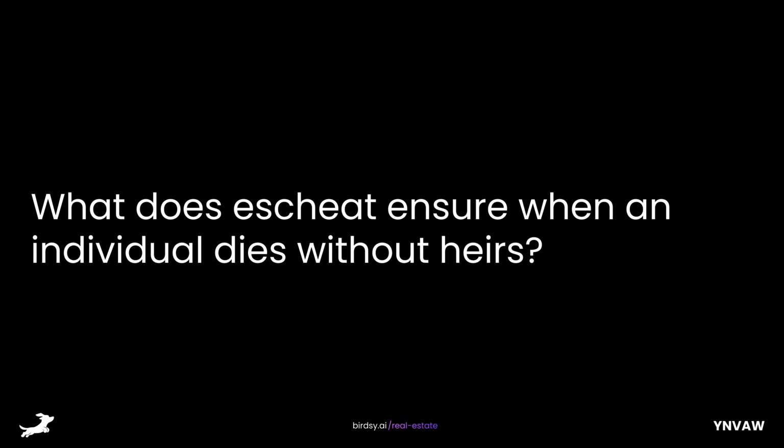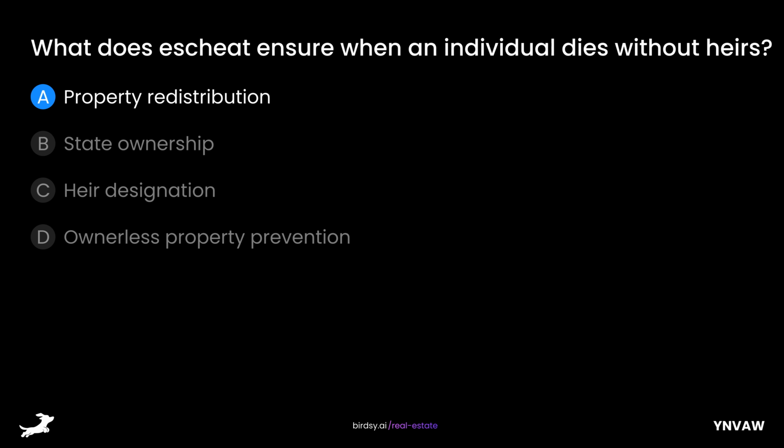What does escheat ensure when an individual dies without heirs? Is it A. Property redistribution, B. State ownership, C. Heir designation, or D. Ownerless property prevention? The answer is D.